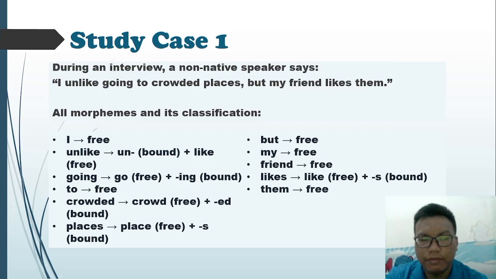To is a free morpheme. Crowded comes from crowd and ed. Place, and places is already a free morpheme, but it has an inflectional s as a bound morpheme. But, my, and friend are free morphemes. Likes comes from the root like and s, and then them is a free morpheme.